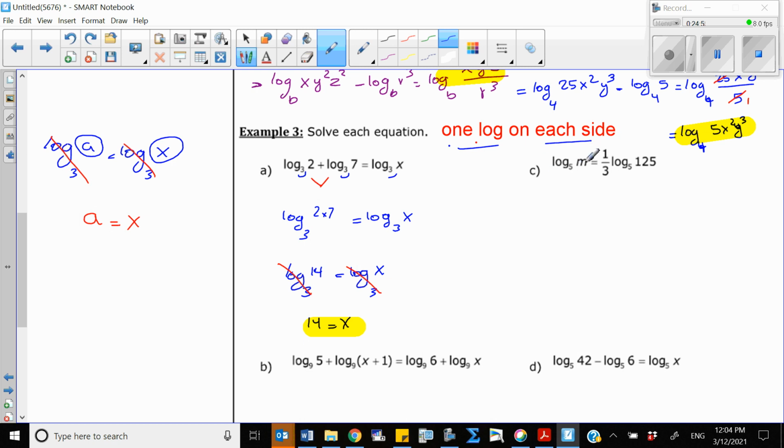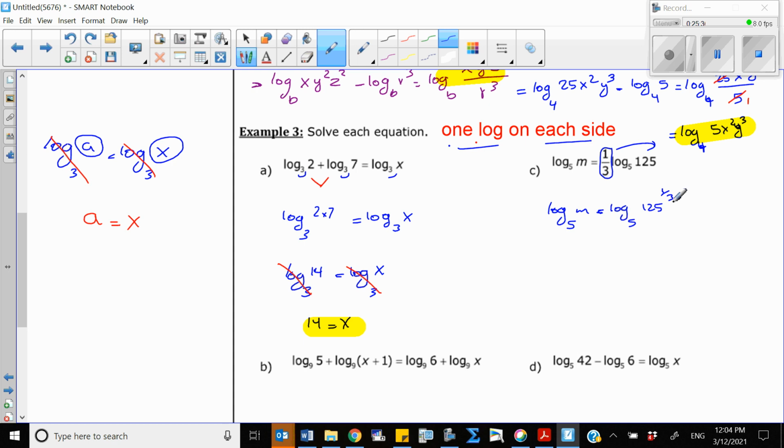Okay, the left side is already just one log, so I'm fine with the left side. But the right one, I have 1 over 3 times log. So something is here multiplied by log. Let's get rid of that one as well. So what is this? This is a coefficient. Can I simplify it? Yes, I can move the coefficient to the power here. So I can rewrite this as log base 5 of m equal to log base 5 of 125 to the power of 1 over 3.